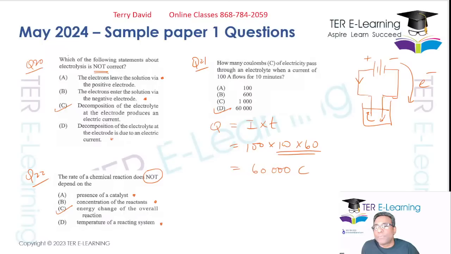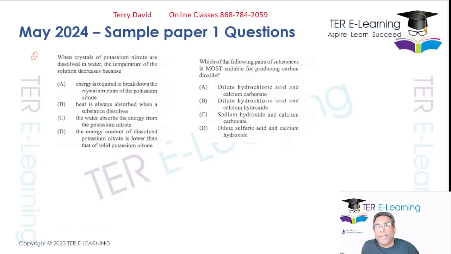That's 22. This one here is 23, and this one here is 24. What about 23? When crystals of potassium nitrate are dissolved in water, the temperature of the solution decreases because... This is a very loaded question.